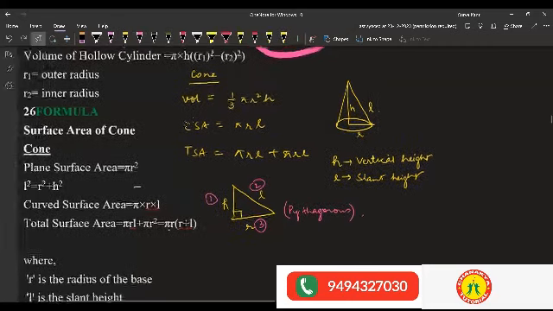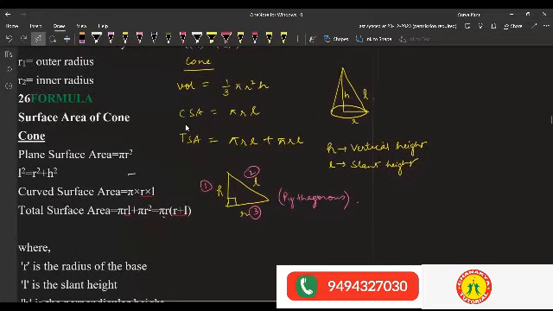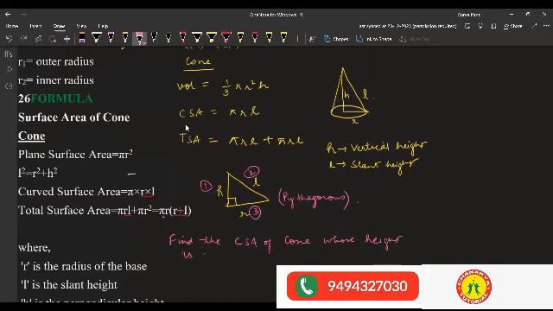Next, I'll ask you a question over here. Find the CSA of cone whose height is 24 centimeter. Height is nothing but your vertical height. If h is given, vertical height, and radius is 7 centimeter. So find the CSA of cone whose height is 24 centimeter and radius is 7 centimeter.